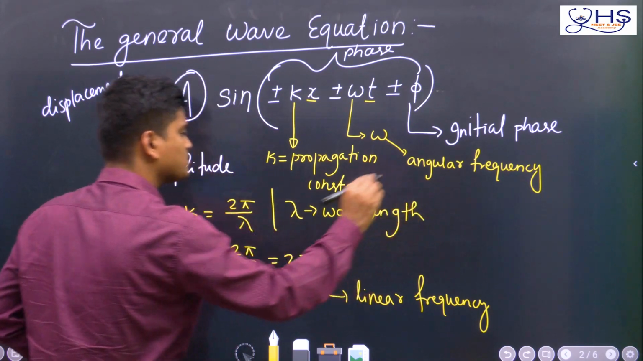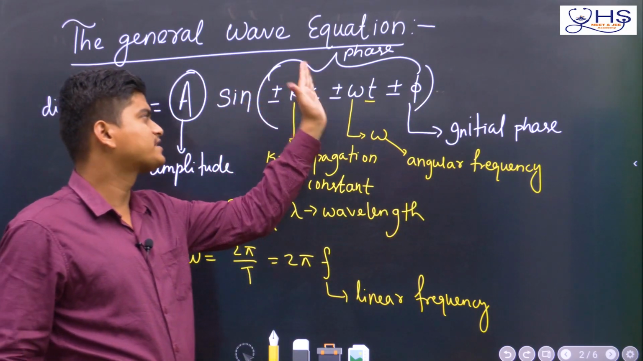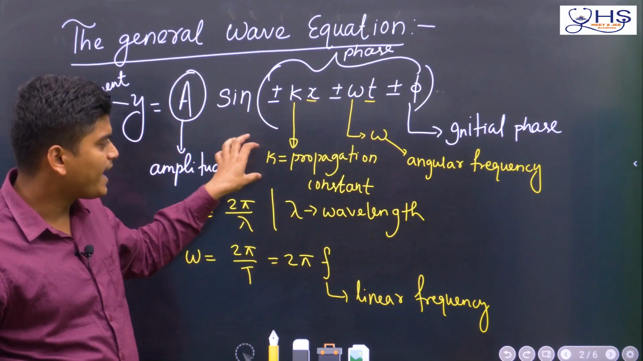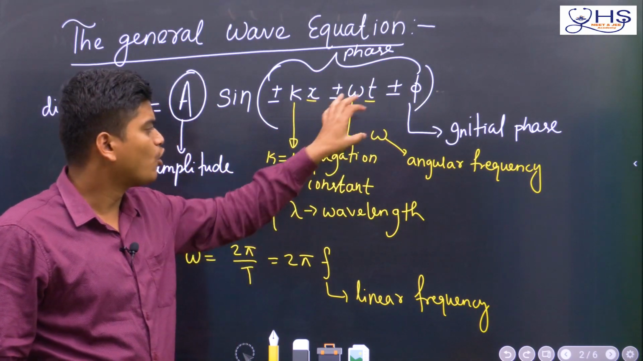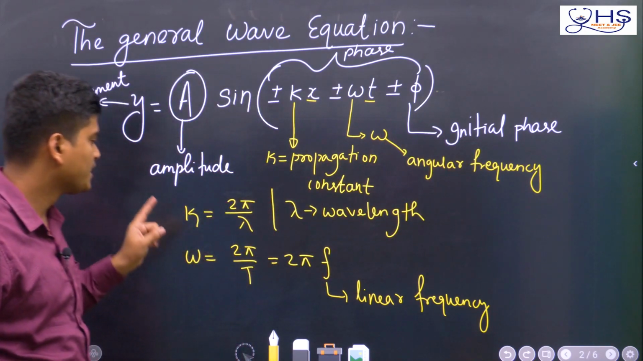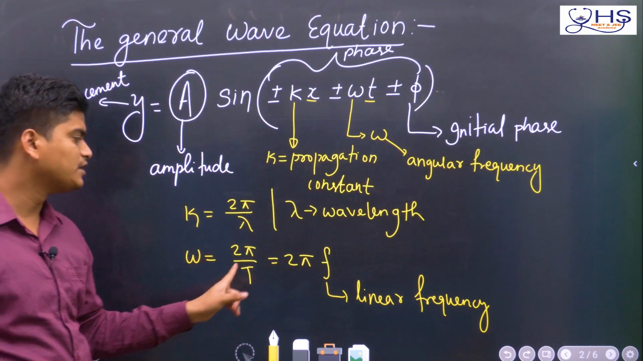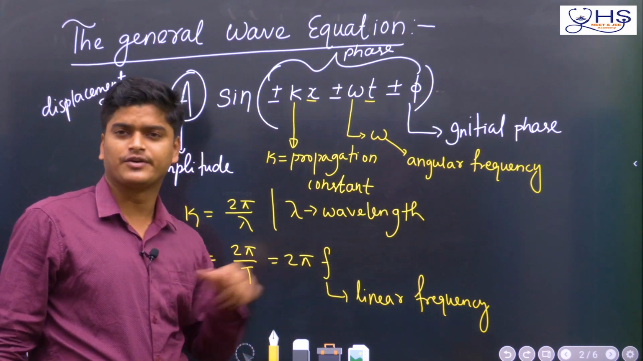So remember always, the coefficient of x is k, the coefficient of t is omega. k is called the propagation constant, omega is called the angular frequency, k is 2 pi by lambda, omega is 2 pi by T or 2 pi f, and f is called the linear frequency.